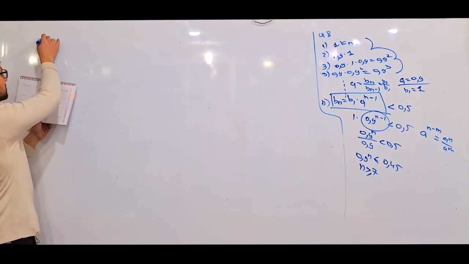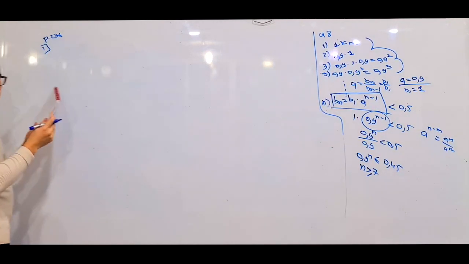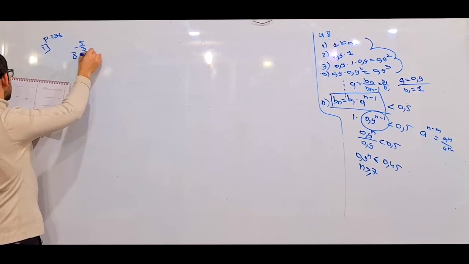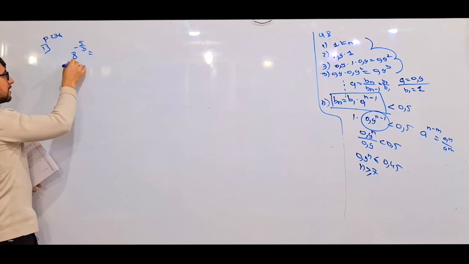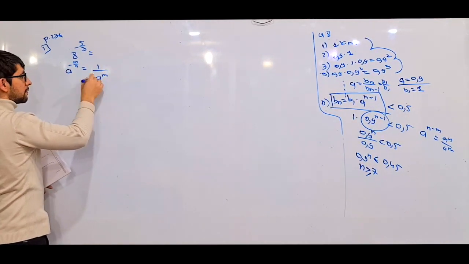Okay. Page number 236, question number 1. 8 on the power of minus 5 over 3. Work out the value. So, a on the power of minus m over n equals 1 over a on the power of n and 3.